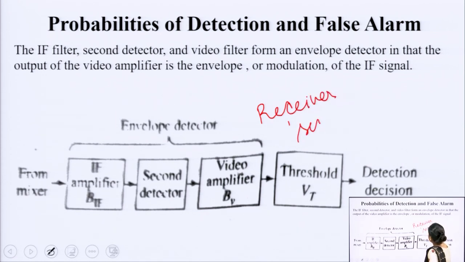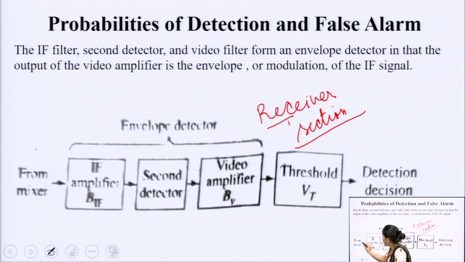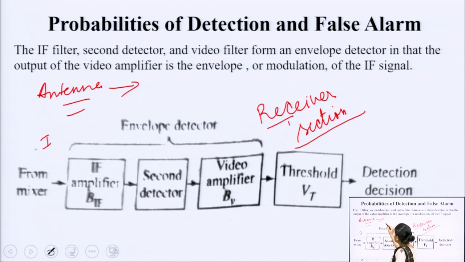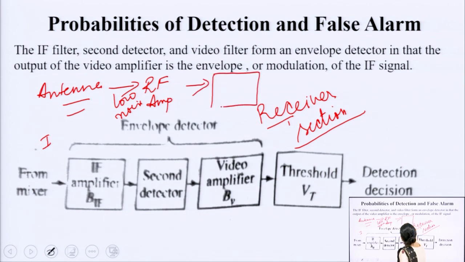Just for recalling, because this will decide whether the signal is received, and what the probability of detection and the false alarm is. In the receiver section, we have an antenna, and this gives the signal to the low noise RF amplifier, if you are remembering. After this, the signal goes to the mixer, and somewhere we can say that it will go directly to the mixer.